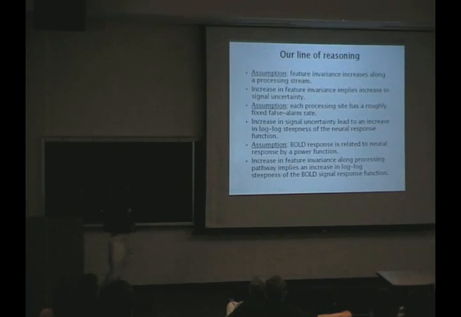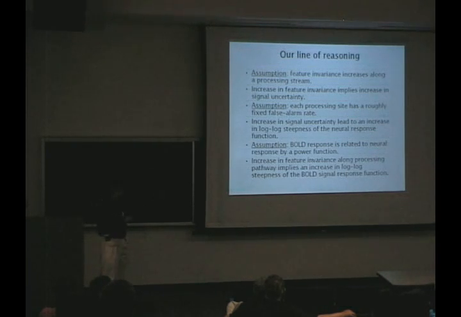So here is the summary of the line of reasoning. We make three critical assumptions to go through it. First, we assume that along a processing stream, there's an increase in feature invariance, and this feature invariance is identical to signal uncertainty. So that means there's an increase in signal uncertainty. Now we appeal to psychophysical techniques. If we assume that the neurons have a roughly fixed false alarm rate, then if you can measure the percent hit rate of the neuron, the log slope of the neuron's response function should increase as a function of increasing uncertainty.